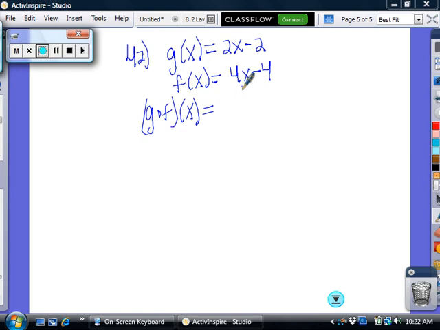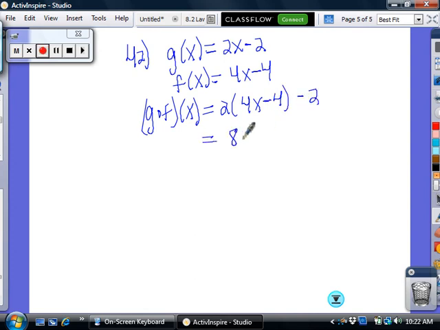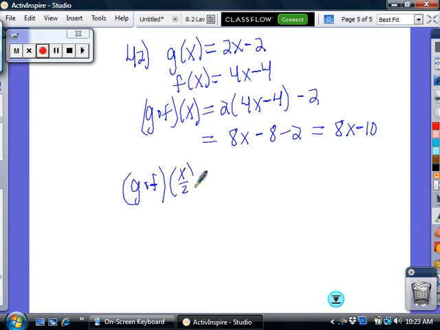Alright, we're going to plug f into g. So this is 2 times 4x minus 4 minus 2. So 8x minus 8 minus 2 would be 8x minus 10, and that's the new g of f. And we're supposed to plug in x over 2 into that. And so half of 8 would be 4, so that's 4x minus 10.